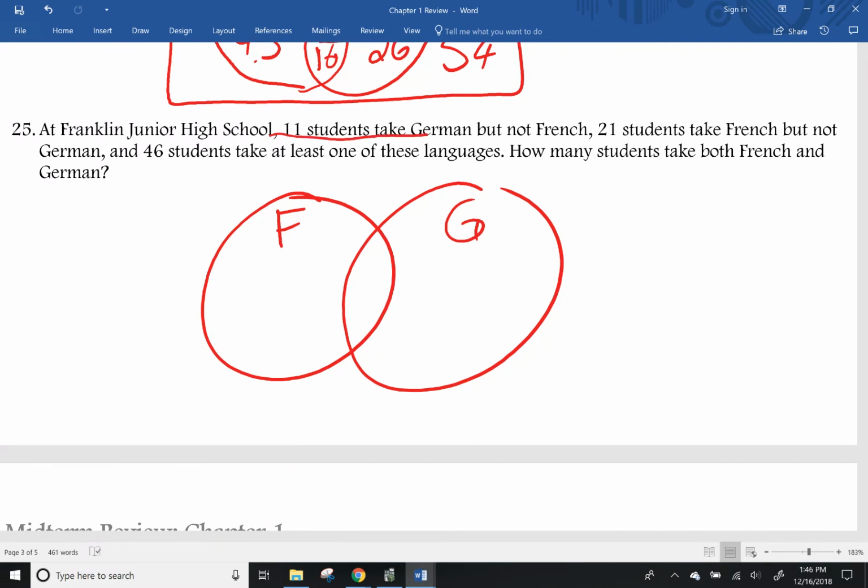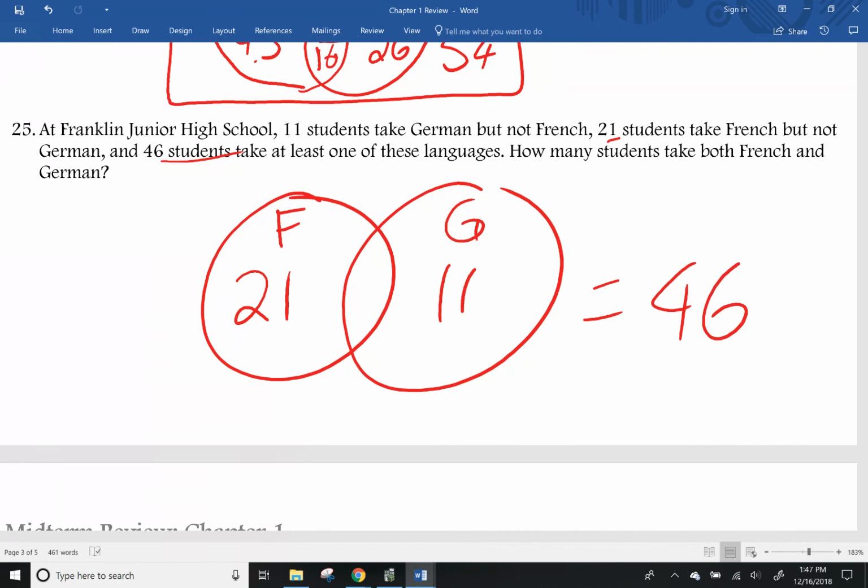So 11 students take German but not French. So that's right here. That's 11 students that take strictly German, and there's no overlapped region there with the French folks. 21 students take French but not German. So 21 is going to be strictly in the French section, and again, ignoring the overlapped region because it specifically said not taking German. 46 students take at least one. So that means if I combine everything within these circles, it should total up to be 46.